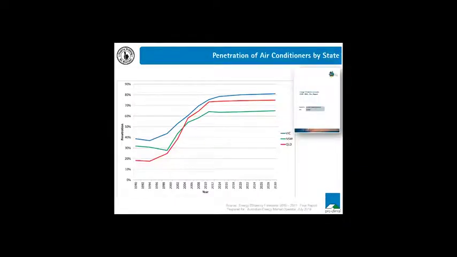What I'd like to draw attention to is the penetration of air conditioners by state. This report from the Australian Energy Market Operator in 2019 looks at the amount of air conditioners across new and existing buildings in Victoria, New South Wales and Queensland, and that ranges from about 65% of air conditioners up to over 80% of air conditioners in Victoria.